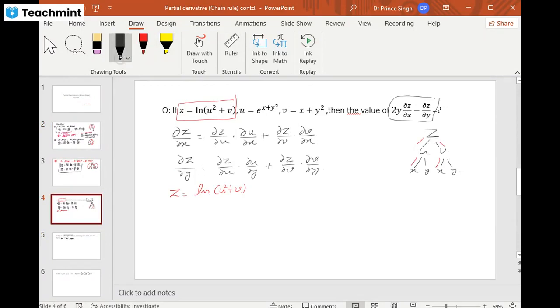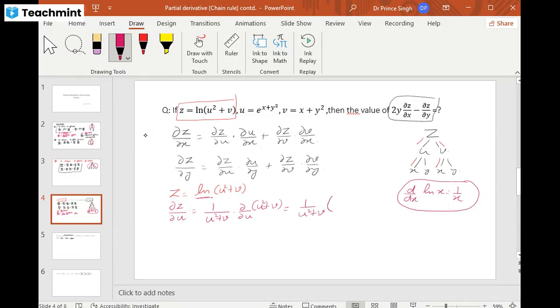The derivative of z with respect to u: how do we calculate this? This is ∂z/∂u. Firstly, we differentiate log. What is the derivative of the logarithmic function? We know that the derivative of log x is equal to 1 upon x. It is a composition of functions. Firstly, we differentiate log; the derivative of log is the reciprocal of the variable, so it is 1 upon (u square plus v). Then we differentiate it with respect to u: ∂/∂u of (u square plus v). So this comes out to be 1 upon (u square plus v).